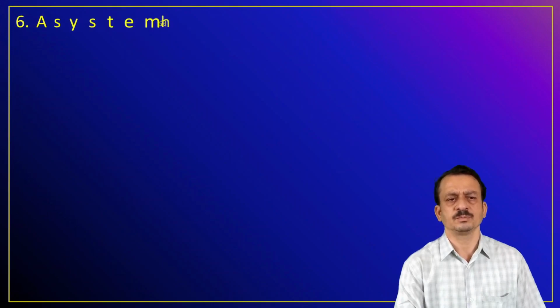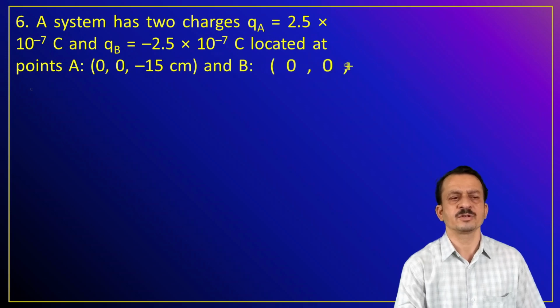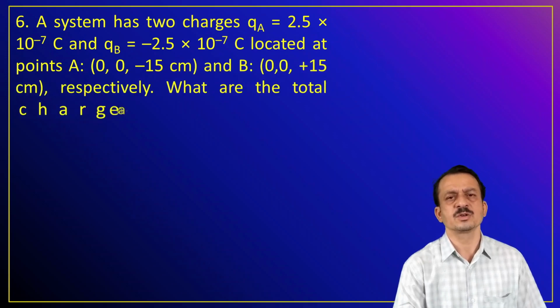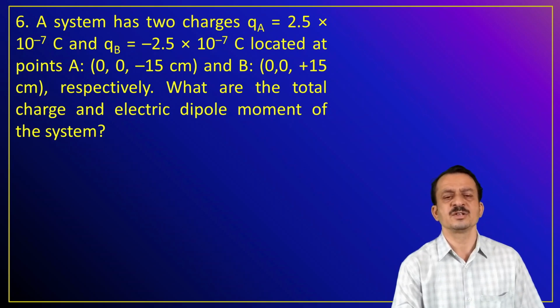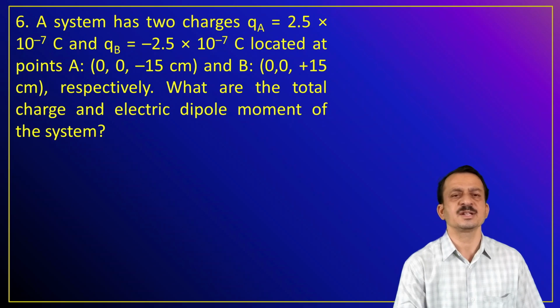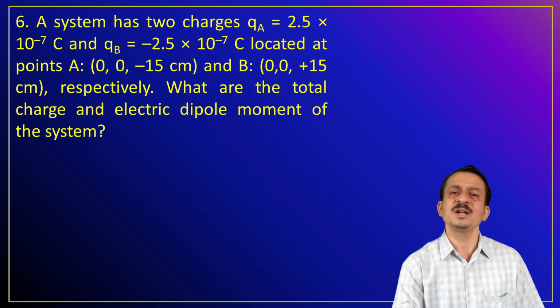Now we have the next problem. A system has two charges. QA is equal to 2.5 into 10 raised to minus 7, QB is equal to minus 2.5 into 10 raised to minus 7 coulomb, located at points A, given in terms of coordinates, 0, 0, minus 15 centimeter, and B is at 0, 0, plus 15 centimeter respectively. What are the total charge and electric dipole moment of the system?